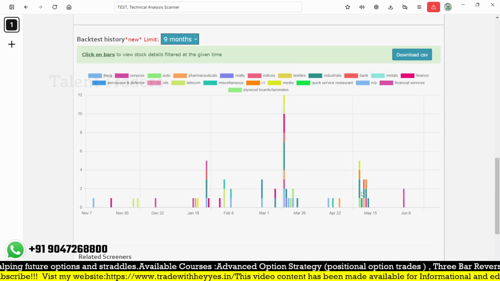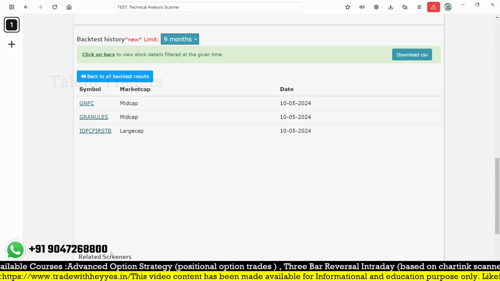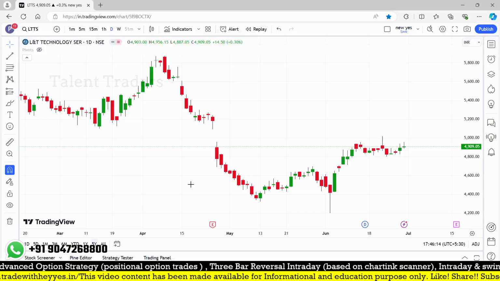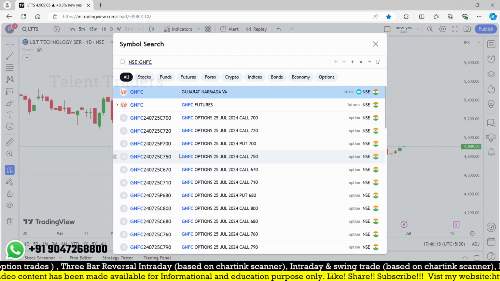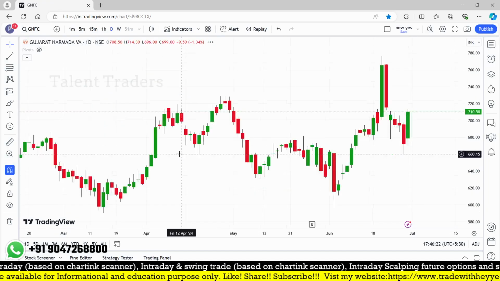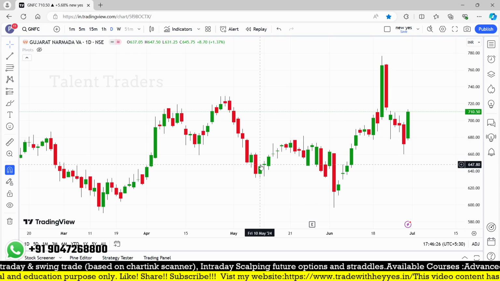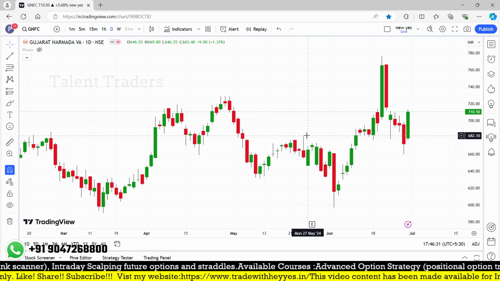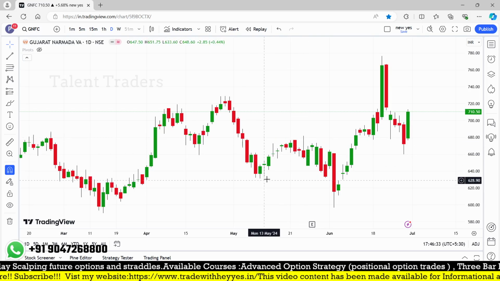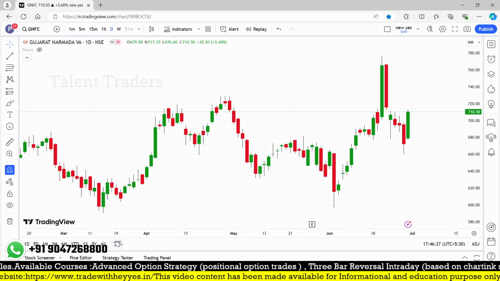And the previous backtest on the day is on GNFC, Granules, IDFC, 10th May. Okay, so GNFC. This is a backtest result, and the original scanner would be available on my premium group only, for those who are already a member of the group. So here is the point, 10th May, there is an opportunity at 645, and I had made a maximum of 682, the low of that being 631. So a 15-point risk, and that went good.